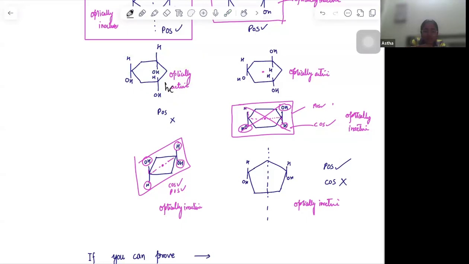Fine. But for the plane of symmetry, in the same structure we can take two different planes and then see. A plane of symmetry is basically just one plane about which the structure is symmetrical. Just one plane is enough to prove it optically inactive. Just one center of symmetry is enough to prove it optically inactive.